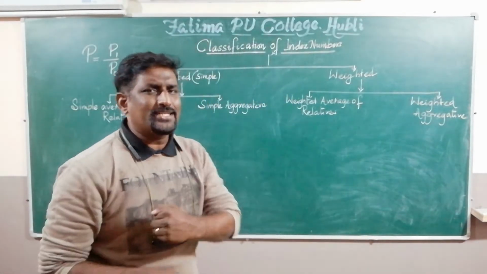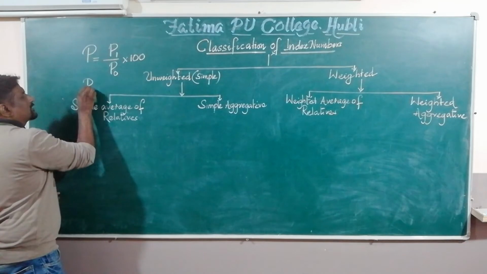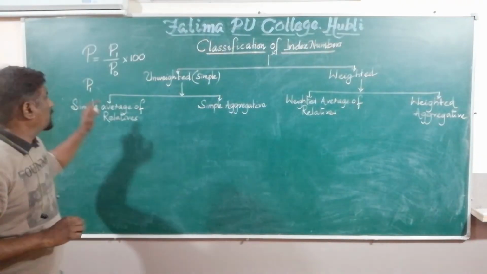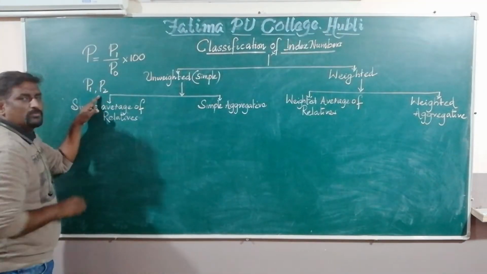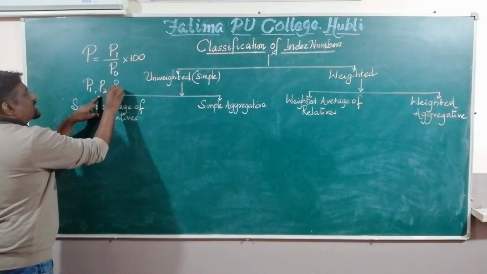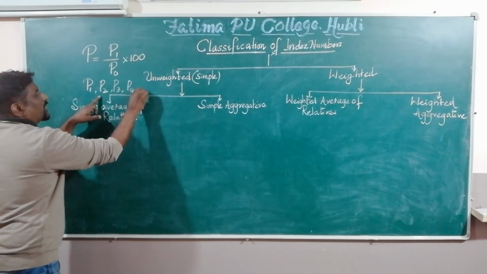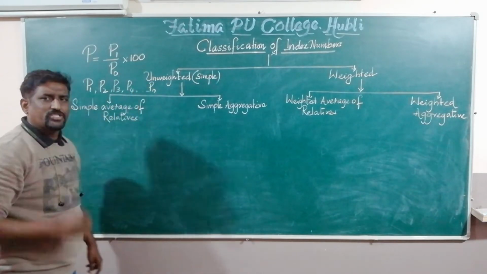So I'll define it like this. For example, I'll take this as P1. Now don't consider this one as the current year. P1 is the price relative of onion. P2, price relative of tomatoes. P3, price relative of chilies. P4, price relative of any other vegetable. Like this, I'll do it till Pn. n number of vegetables we have.